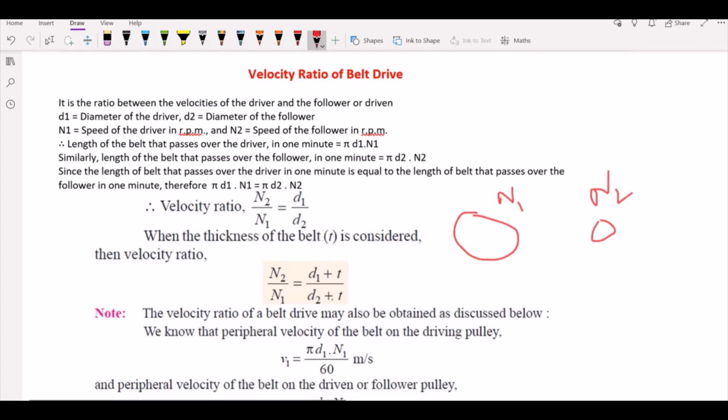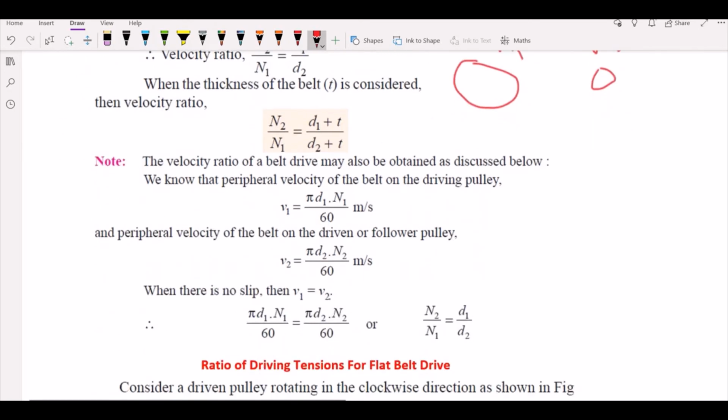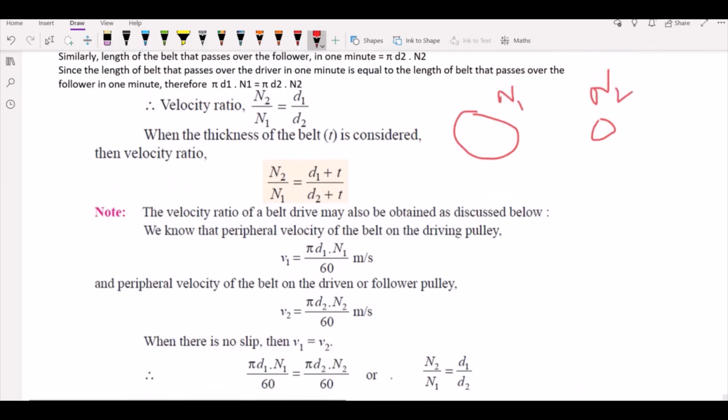So here, what is V? How do you calculate your V? V1 is nothing but pi D1 N1 by 60 and V2 is nothing but pi D2 N2 by 60. If I know V1 and V2, then equating V1 and V2, I get the final one as N2 by N1 is equal to D1 by D2. This is my velocity ratio calculation.